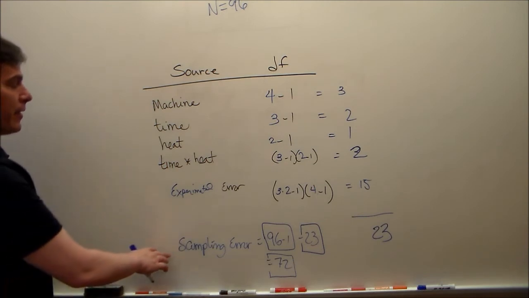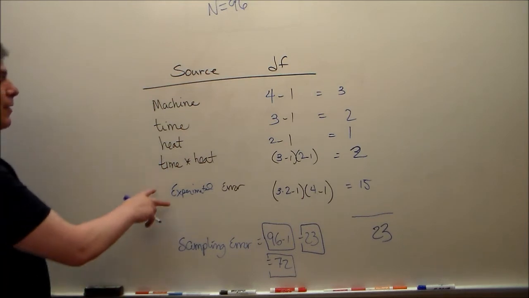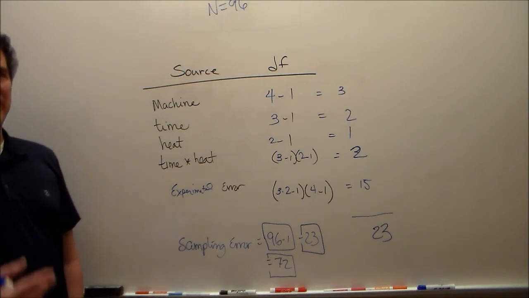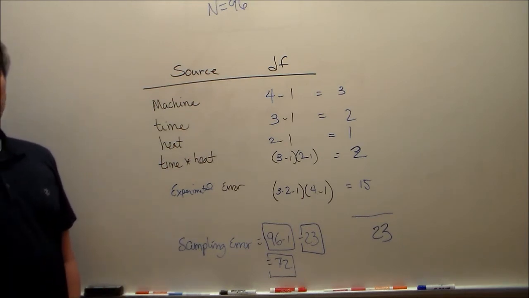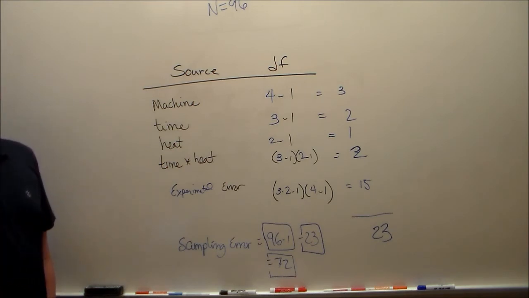So the experimental error and the sampling error are two different things. Experimental error is the error that's within the experiment itself. The sampling error takes into consideration the difference between the total degrees of freedom and that experimental degrees of freedom. It's everything that's left over.